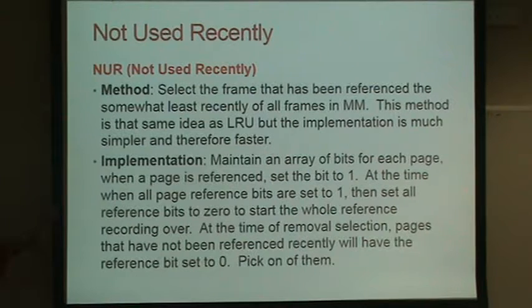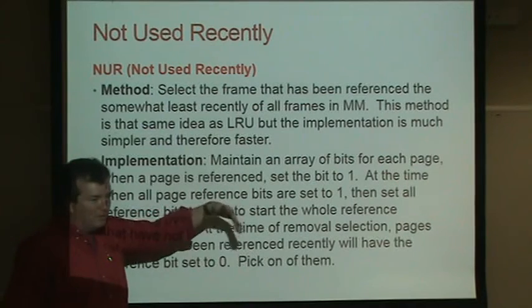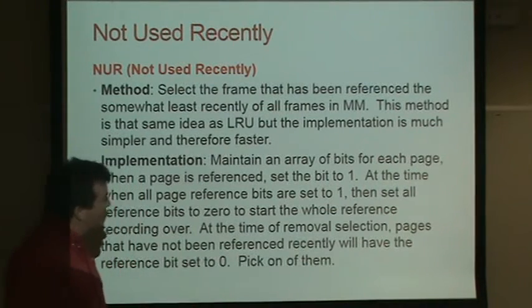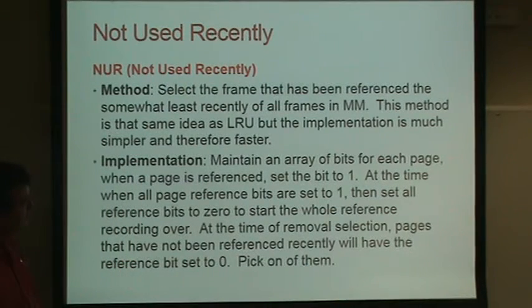So why would we use this instead of least recently used? Because this really approximates the one that's least recently used. It won't give us the one that has been least recently used, but it'll pick one that's been somewhat not used recently. And the reason is this takes less time to implement.